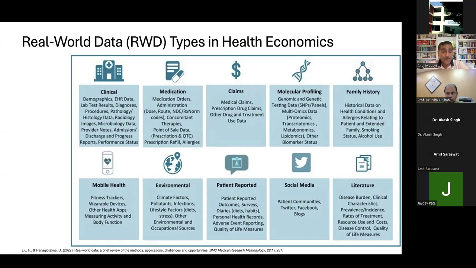Environmental data, for example, pollution in my community, the number of infection cases in my community, and climatic factors. These are environmental. Patient reported data: patients sometimes do social surveys. Social media we also use, like Twitter and blogs. We are using that data now. Literature data, of course, we use quite a lot. So these are all data we are using nowadays to parameterize the dynamical system models that we are using.